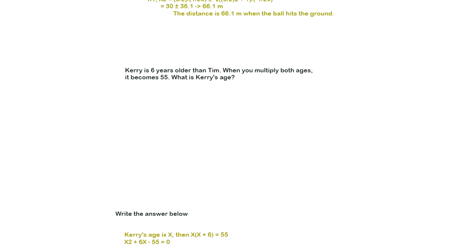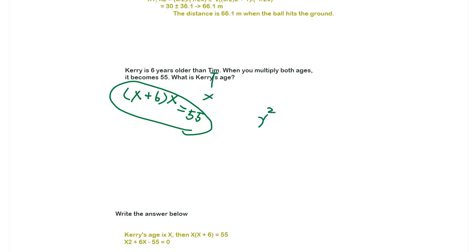Kerry is 6 years older than Tim. When you multiply both ages, it becomes 55. What is Kerry's age? Okay, so Tim's age is x, and Kerry's age is x plus 6. When you multiply both ages, it becomes 55. Okay, so this is x squared plus 6x minus 55 equals 0.